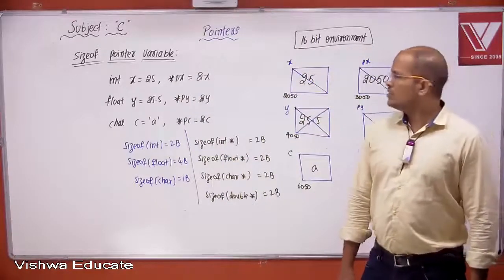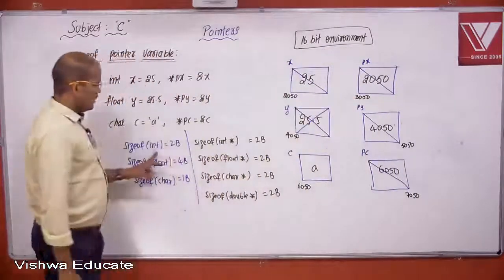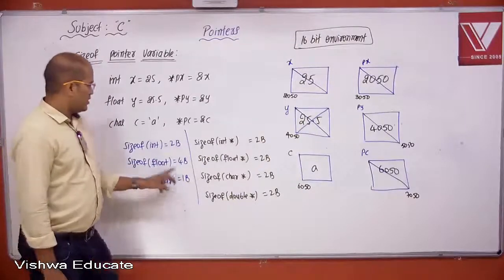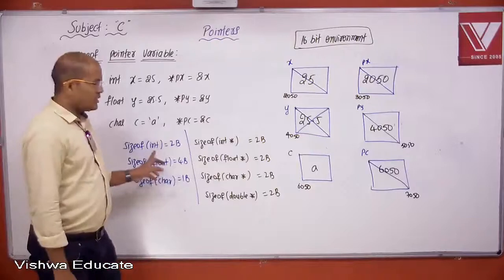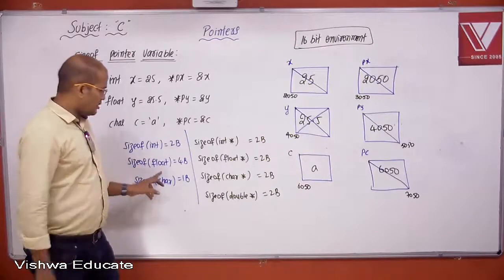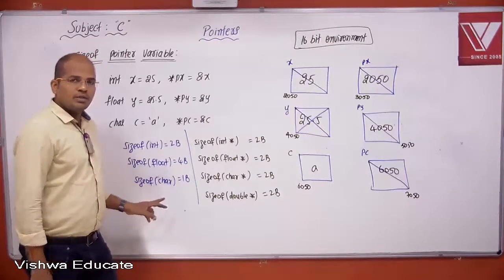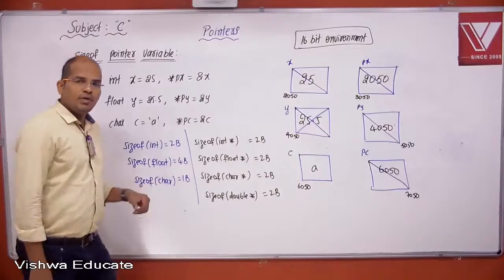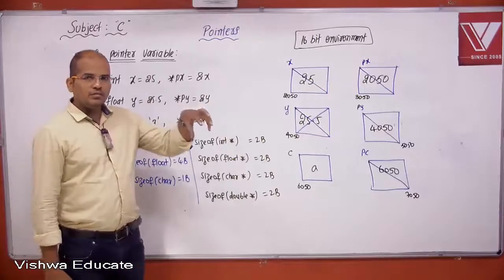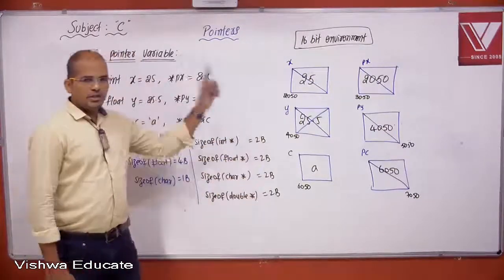So int, float, char sizes are 2, 4, 1, but the int variable address is 16-bit, float variable address 16-bit, character variable address 16-bit, double variable address 16-bit, long double variable address 16-bit. So when you are storing the address, that pointer size will be constant. So take the example.